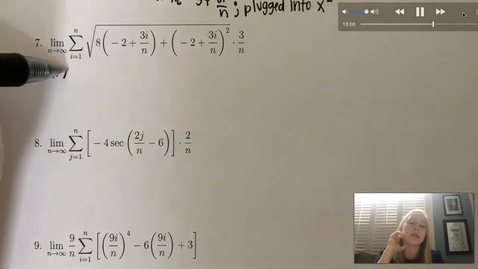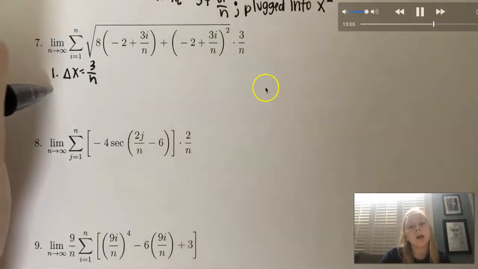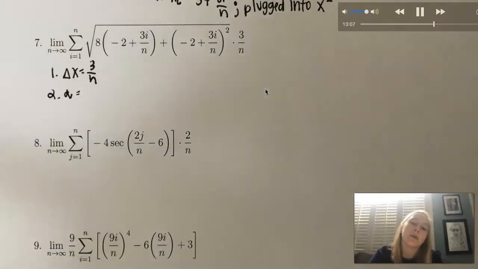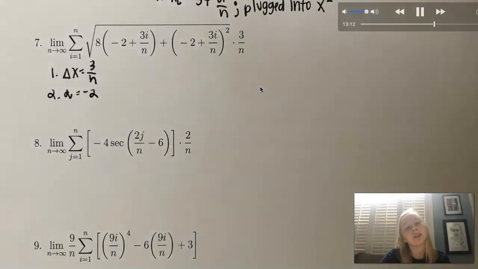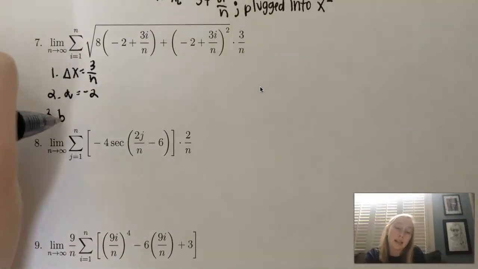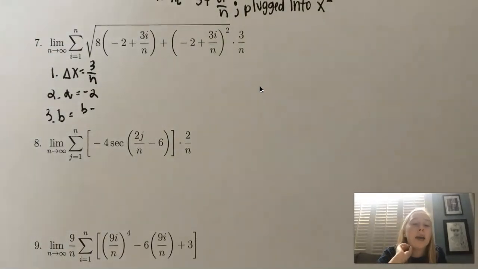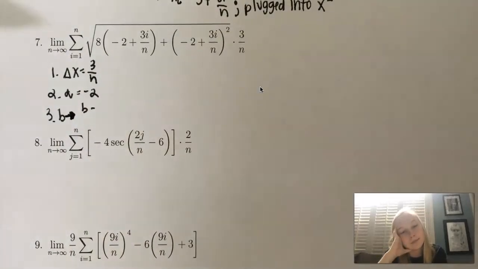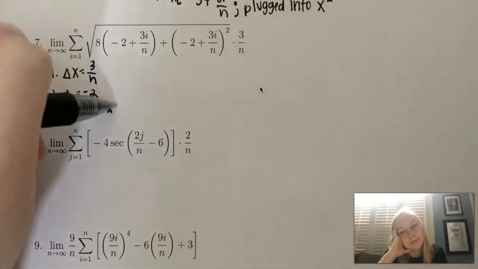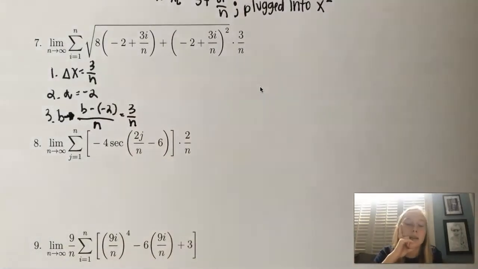Alright, so let's start it all over. Delta x, remember we don't know b and a yet, but we can just identify it. It's just 3 over n. A is usually pretty easy to find too. It's just lopped on the end of xi, and in this case a is -2. So now we can solve for b, because b minus a over n equals delta x. Once again, keep in mind the negatives can be tricky sometimes.